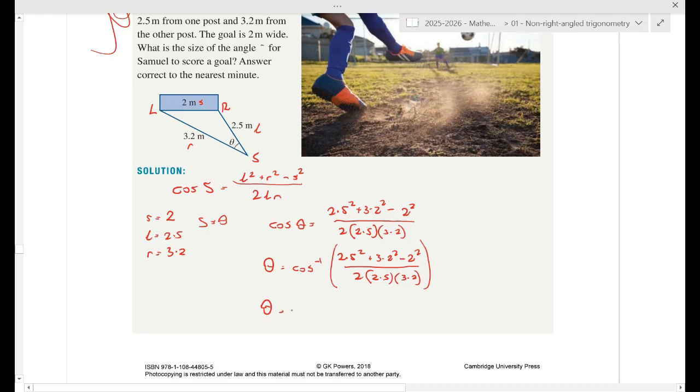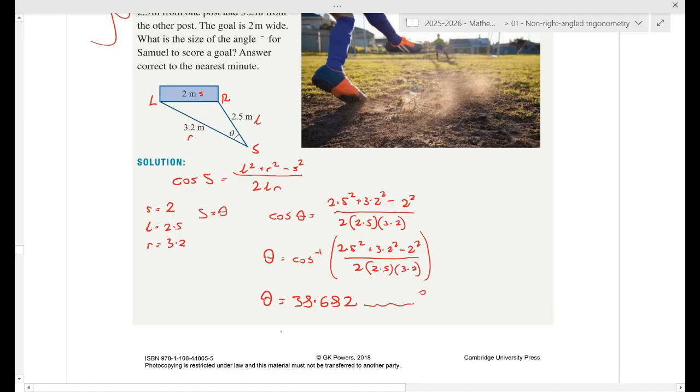So theta equals 38.682 and so on, degrees. And it says to the nearest minute, so I'm going to use my button again, and it will give me 38 degrees and 40 minutes and 55.79 seconds, which to the nearest minute is 38 degrees, 41 minutes. And we're done.